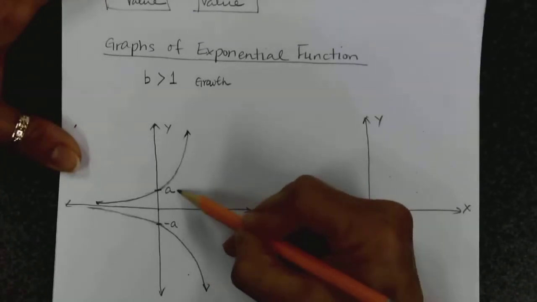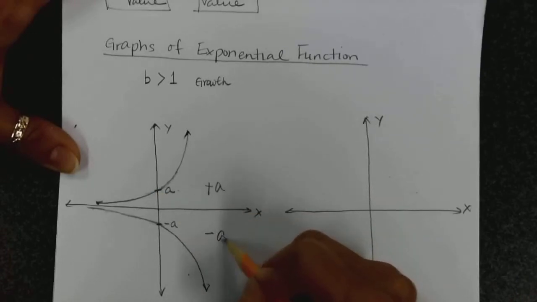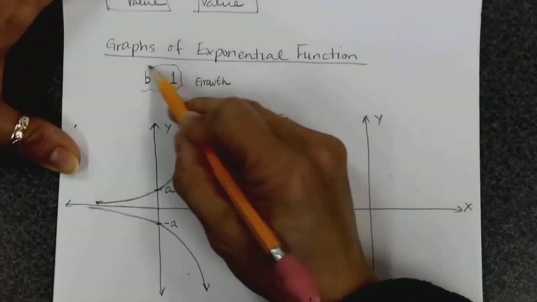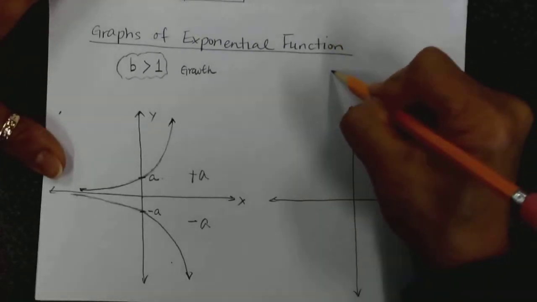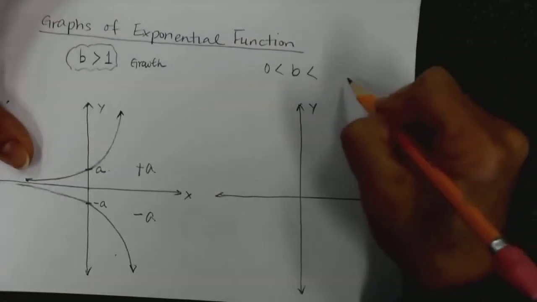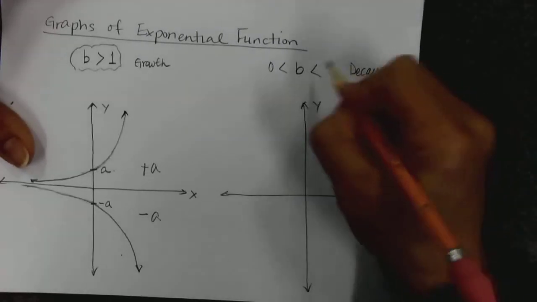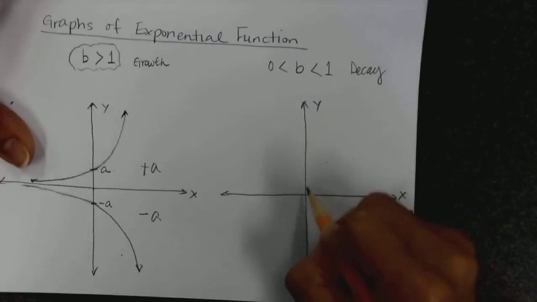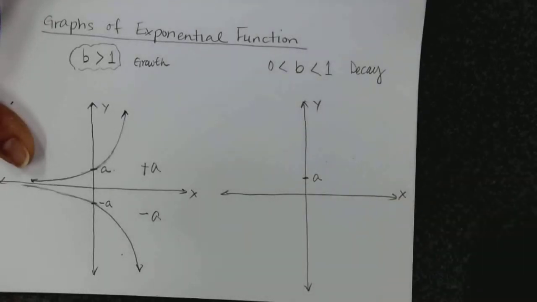So when a is positive, the graph looks like this. Negative a, the graph looks like this. And that is when b is greater than 1. This is growing. We call that a growth factor. So when b is between 0 and 1, we call this decay, because it's decreasing exponentially. The same is true for where the y-intercepts are, because when x is 0, even though b is between 0 and 1, it's still going to cross that a value.